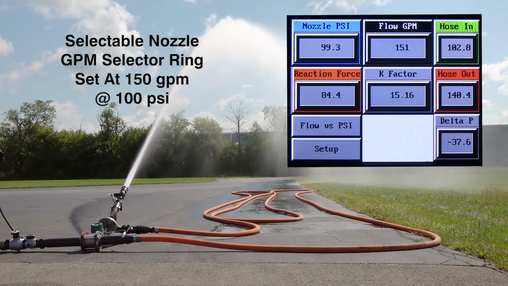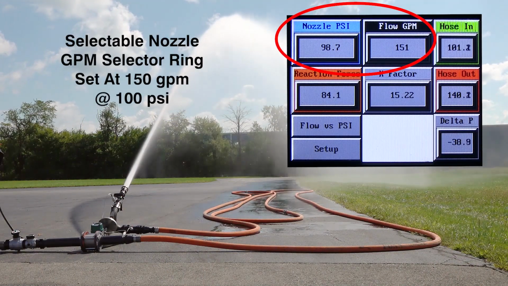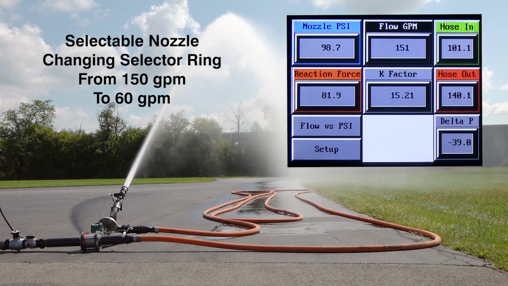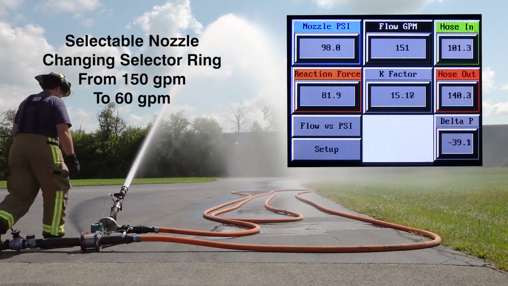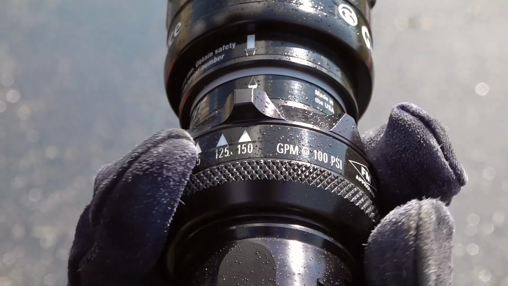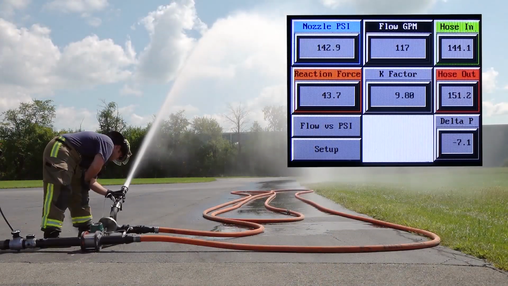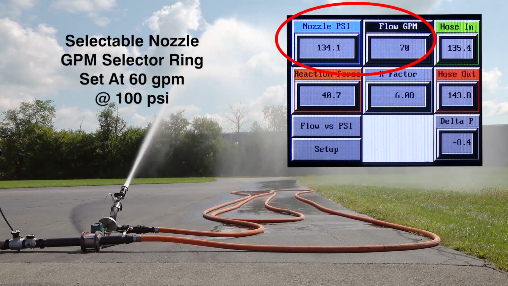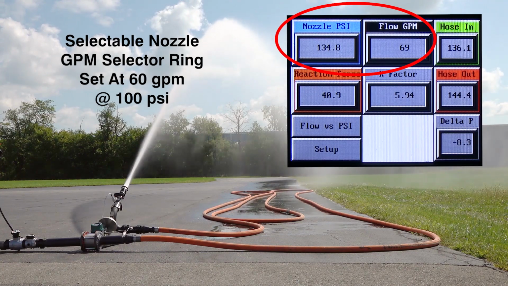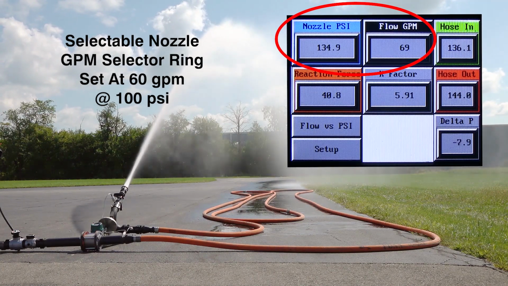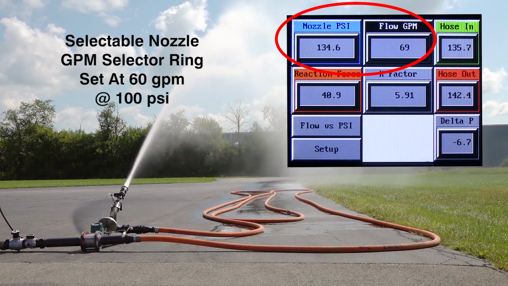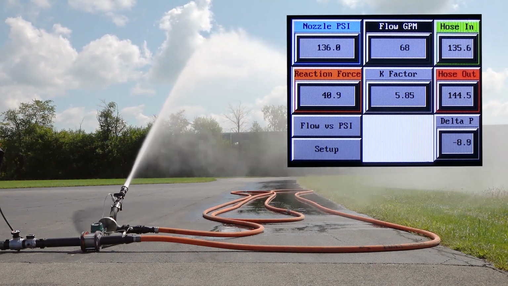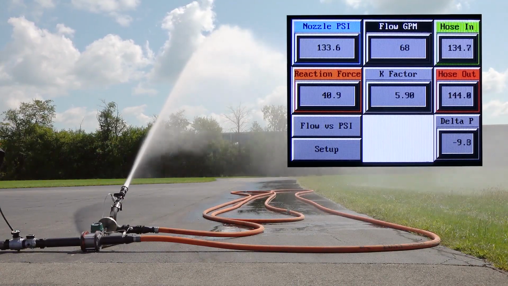Here, we have a selectable GPM nozzle flowing 150 GPM at 100 psi. As an example, we will change the selector ring setting from 150 GPM to 60 GPM without communicating anything to the pump operator. As you can see, if the nozzle team changes to a lower flow setting while the pump operator is set up for high flow, the nozzle pressure increases above the 100 psi rating and the flow setting does not match the actual flow exiting the nozzle.